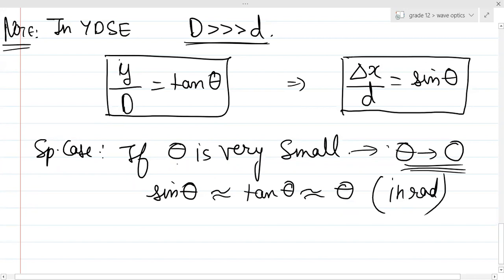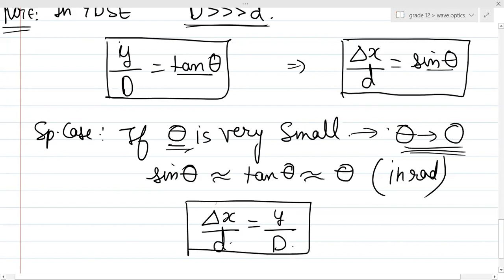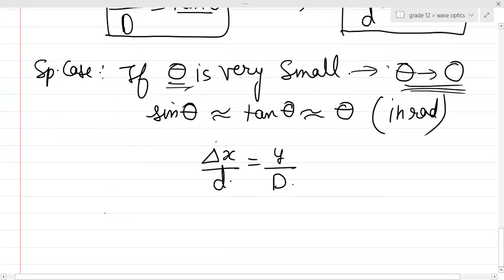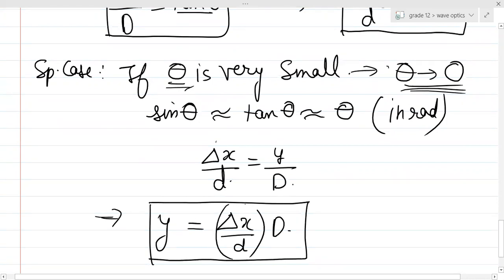Yes or no? So what will happen if theta is very small? This and this will become equal. If this and that become equal, then can I write delta x by d is equal to y by capital D? Or can I write y is equal to delta x by d into capital D? So this is how you will find out the position. At least remember this is equal to theta, so if you want the angular position, find it like this.